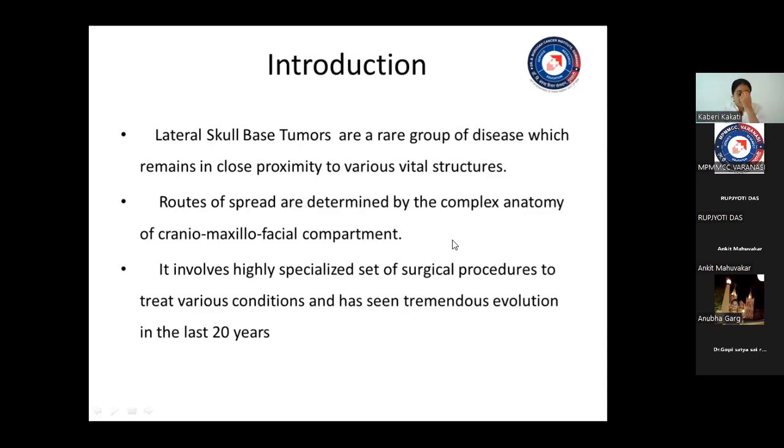Thank you. Okay. So lateral skull base tumors are a rare group of disease which remains in very close proximity to various vital structures. The routes of spread are determined by the complex anatomy of the maxillofacial compartment and the surrounding compartments. It involves a highly specialized set of surgical procedures to treat various conditions, and this field has seen tremendous evolution in the last 20 years.